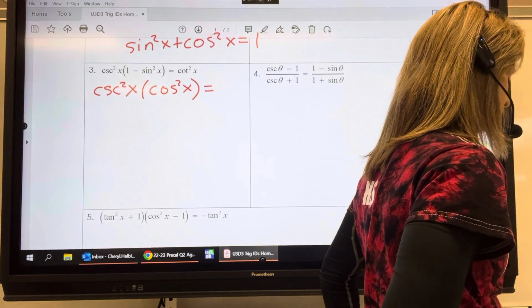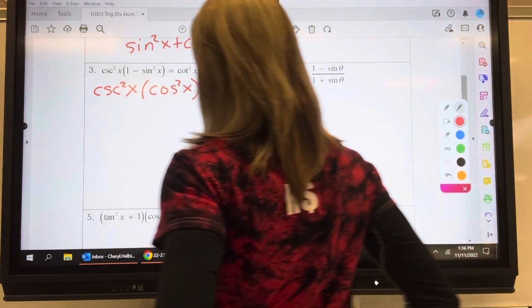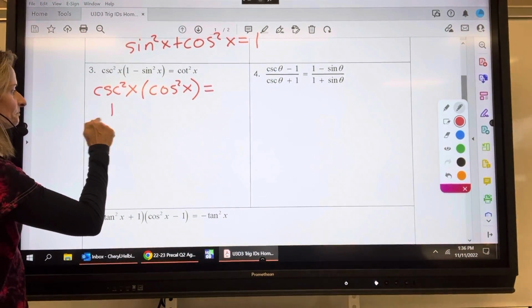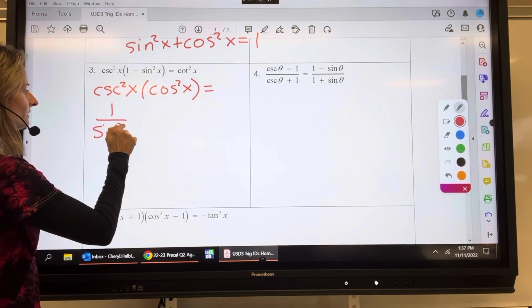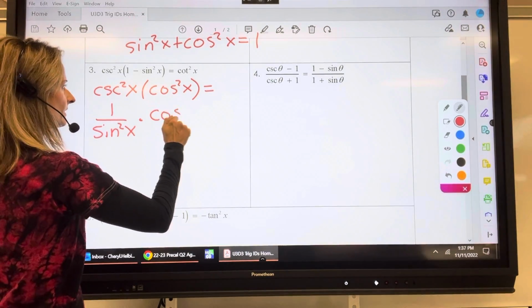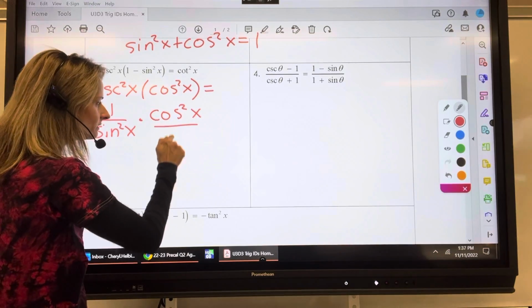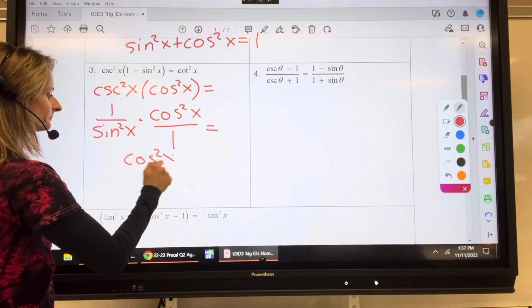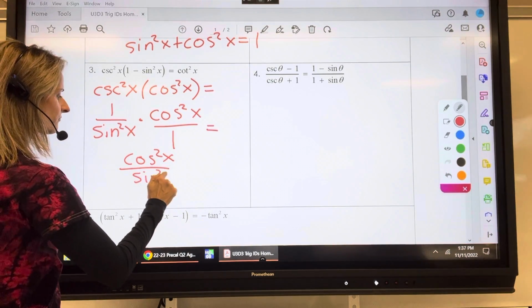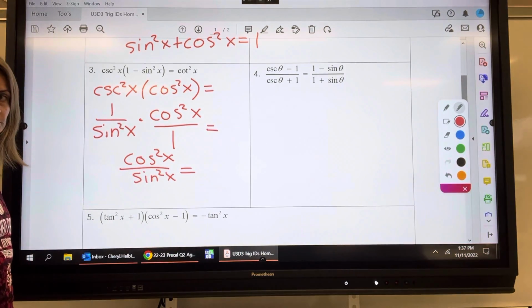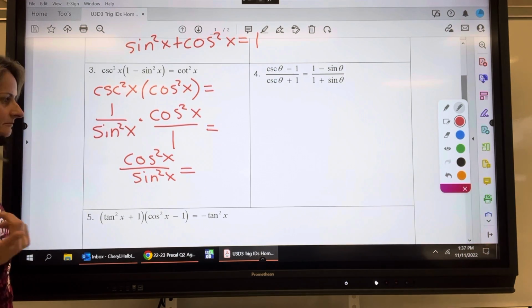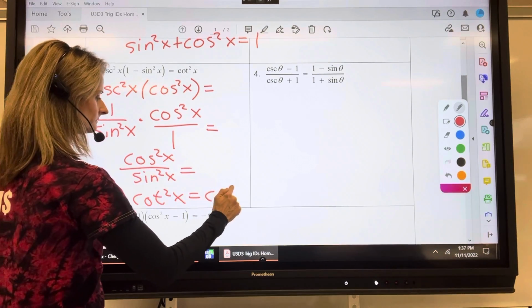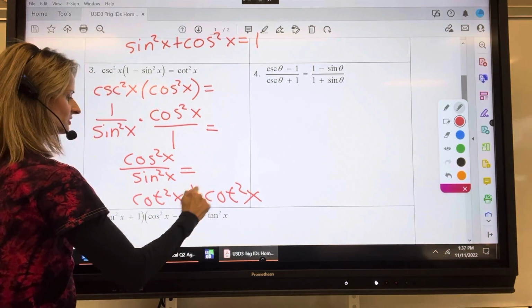Now what? Yes, so cosecant squared is 1 over sine squared, times cosine squared. And that's like over 1, right? I don't put it, but it's there. So this is cosine squared over sine squared, which is equal to cotangent squared. Look at that. Check.